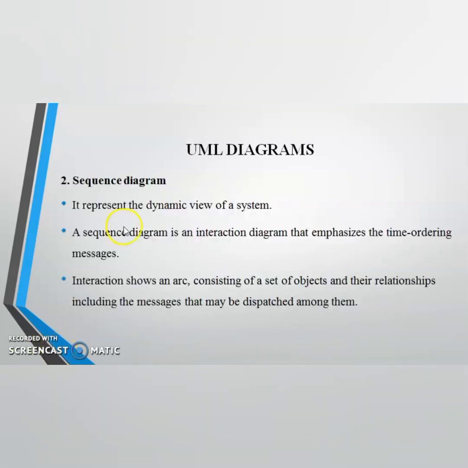The second diagram under behavioral is the sequence diagram. It represents the dynamic view of a system. It is an interaction diagram. It emphasizes the time ordering of messages. The main thing here is time ordering of messages. Interaction means it shows an arc, right? An arc consists of objects and the relationships, including the messages dispatched between them.